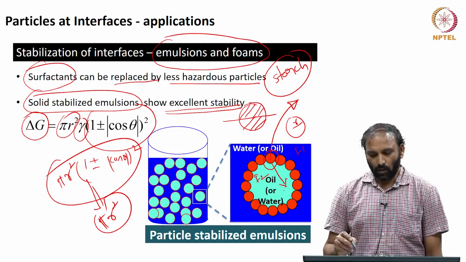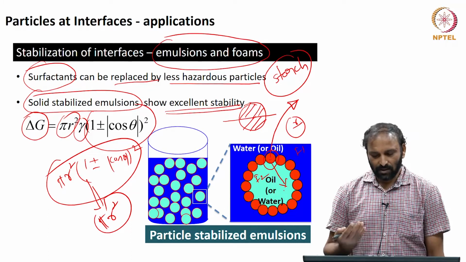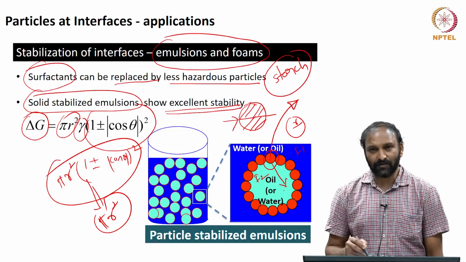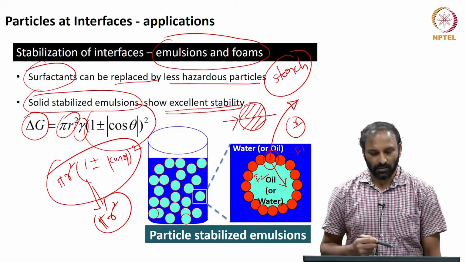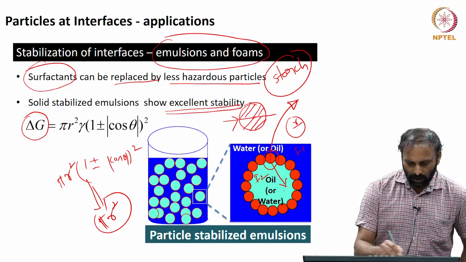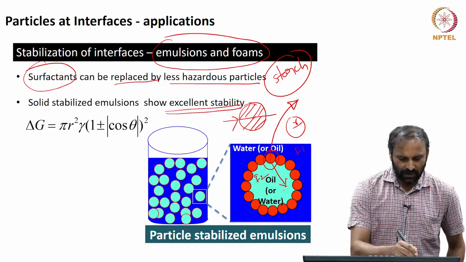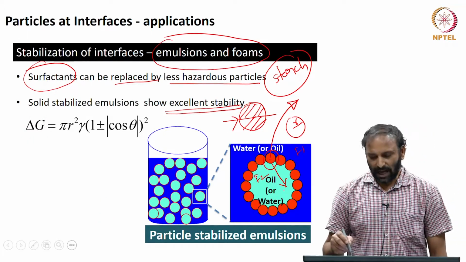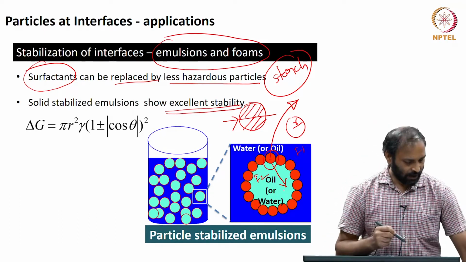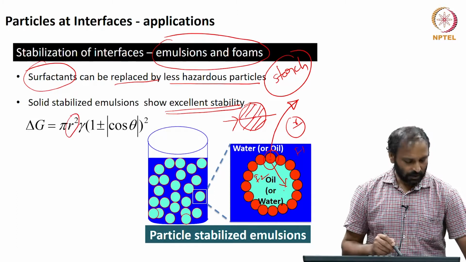Essentially it is what is called a contact area, that is the area obtained by the intersection of the interface and the particle. Okay. And the reason why this delta G, which is the energy required to detach a particle either into the aqueous phase or into the oil phase, goes as the square of the particle size.